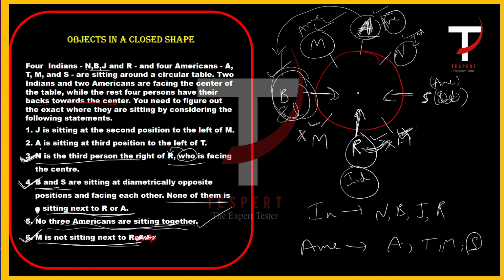J is sitting at the second position to the left of M. So consider statement 1. J is sitting at the second position to the left of M. Who is left of M? So where is J? This is the only place where we can put J here. Why? Because J is sitting second position to the left of M. J won't be left to M unless M is away from the center. See, if M is away from the center, then first left of M is B and second left of M is J. So M must be away from the center, right?